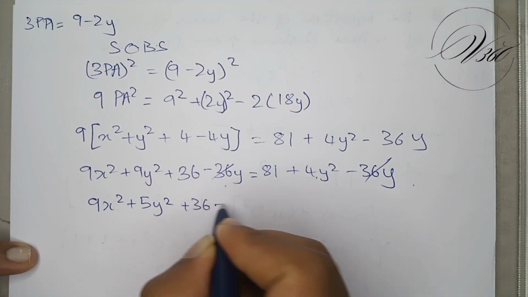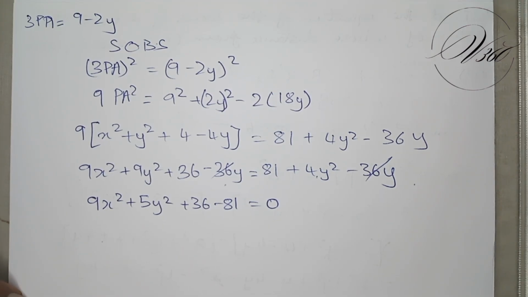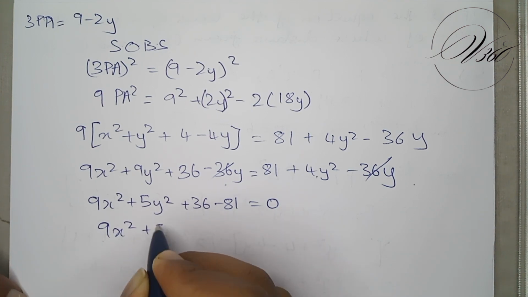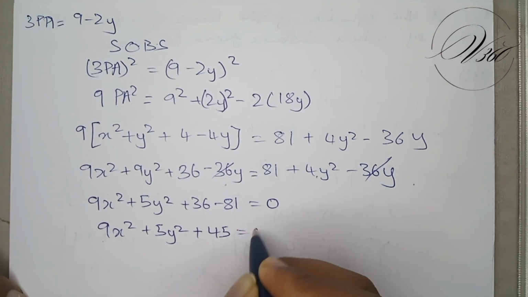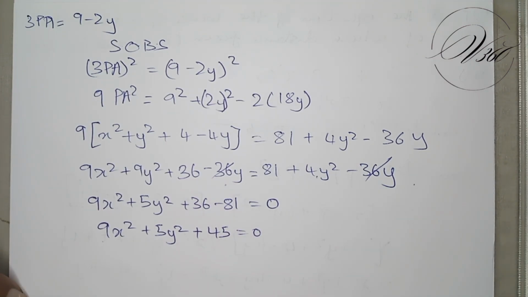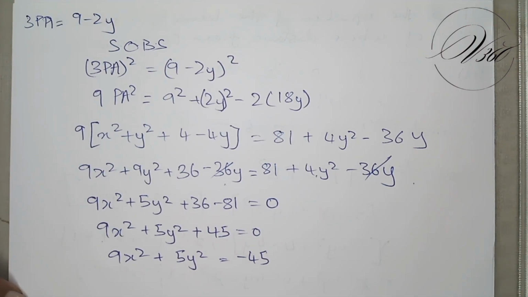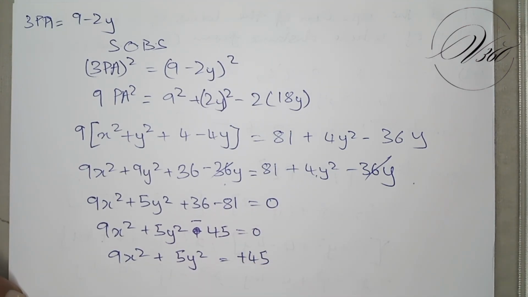So it is 9x square plus 5y square plus 36 minus 81 is equal to 0. Alright. Now here minus 81 plus 36 is minus 45. 9x square plus 5y square plus 45 is equal to 0. Now here we can solve this. Yeah, 9x square plus 5y square is equal to minus 45 here. Okay. Wait. Here this is minus, right? If we transfer here, we will get plus.